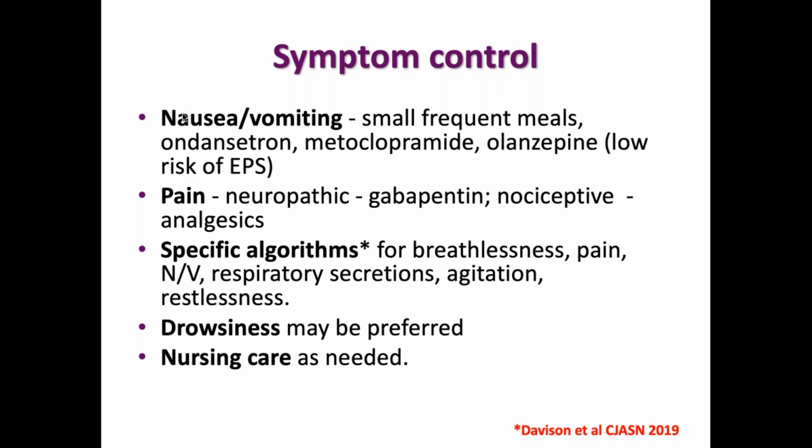Pain in end-stage kidney failure patients can be of two types: neuropathic pain or nociceptive pain. We should distinguish between the two, and there are algorithms which are given again in this paper, and you should use them. And algorithms are also available for breathlessness, respiratory secretions, nausea, vomiting, agitation, restlessness, and how we should manage these symptoms. I would encourage you to go to this paper and look up the specific algorithms.